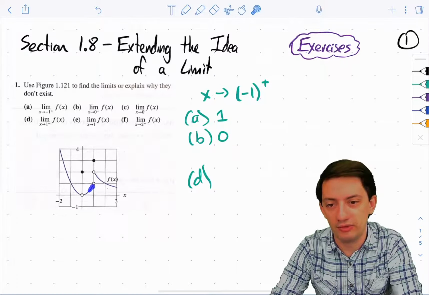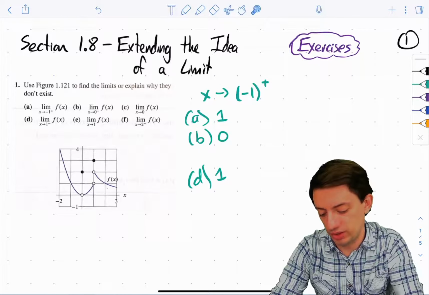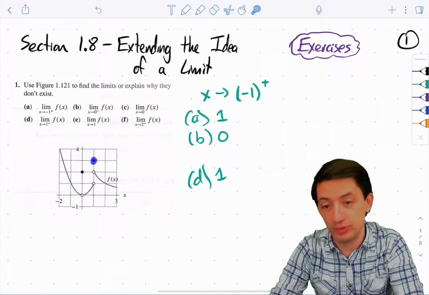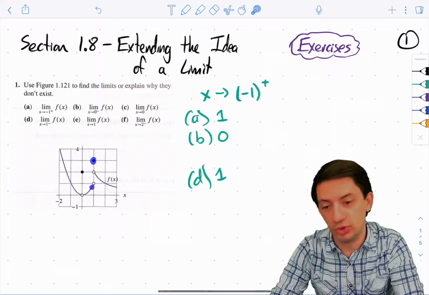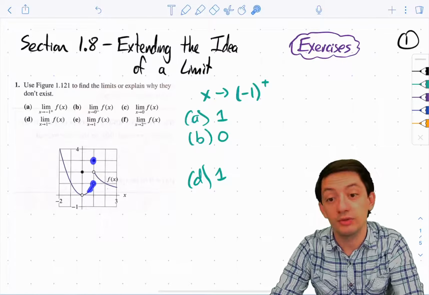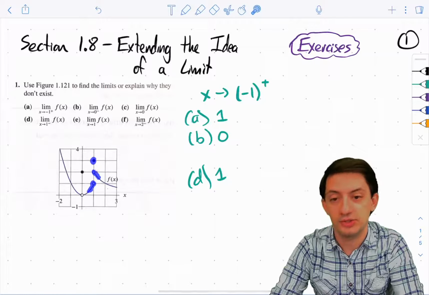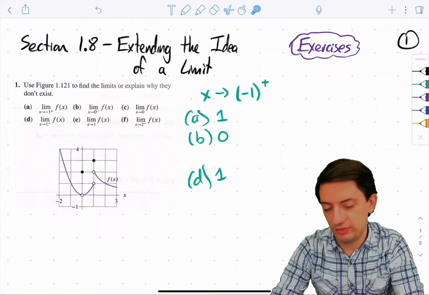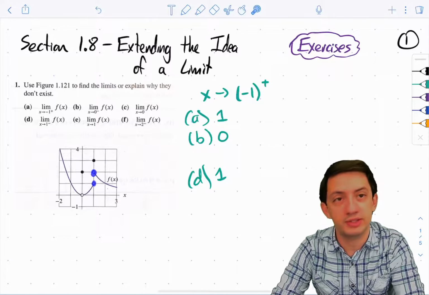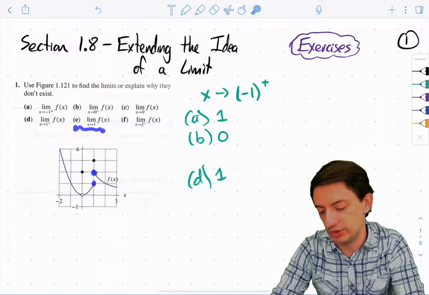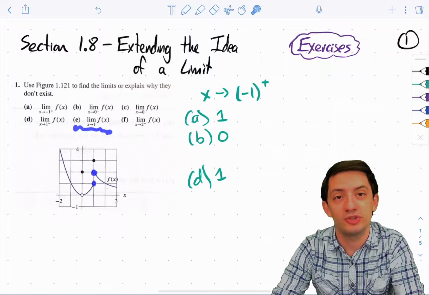Now, it doesn't matter that f of 1 is actually 3. That's irrelevant. It's just when you look from the left, it looks like it's going to be 1. If you look from the right, that's a different question. Then it looks like it's going to be 2. So from the left, it looks like it's going to be 1. From the right, it looks like it's going to be 2. And that might help you answer part E, which I'll let you do on your own.